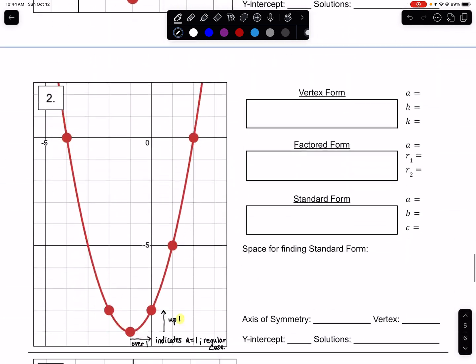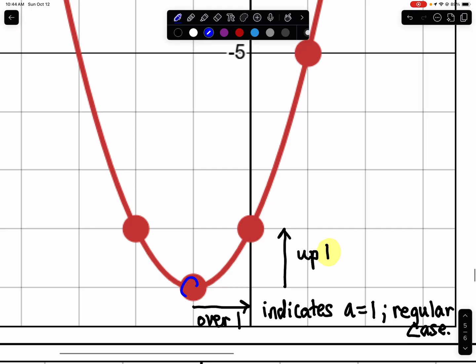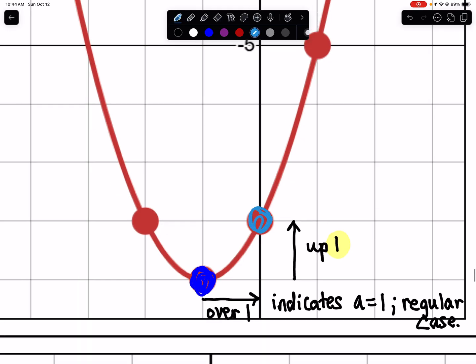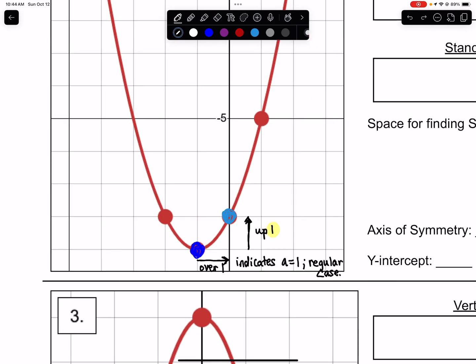On the other hand, for this one, if we look at this blue dot as the vertex and the light blue dot as the next point, it goes over one block, up one block. So A is going to equal 1 in that case. Normally A is 1 or negative 1.